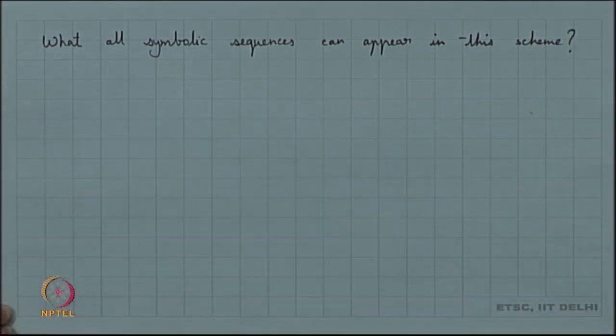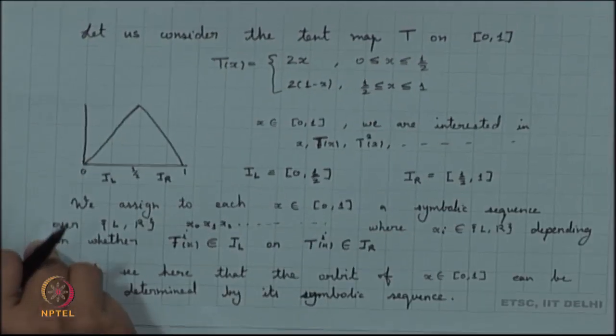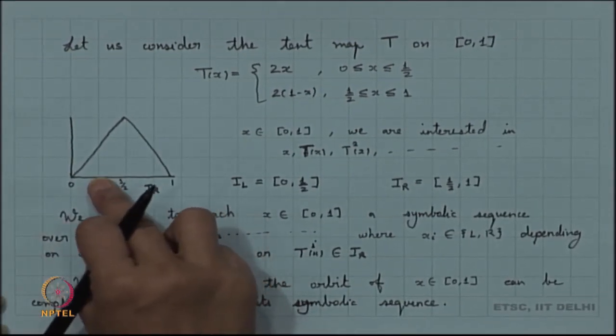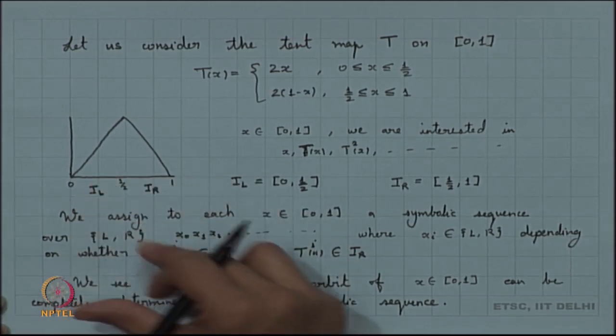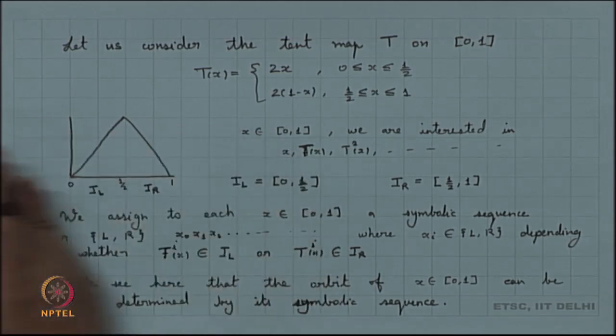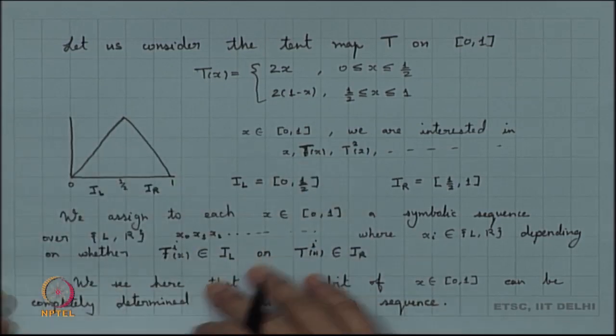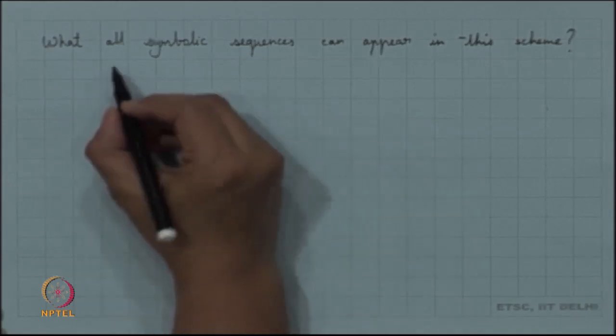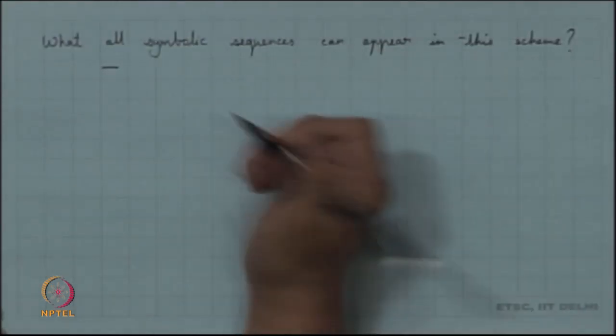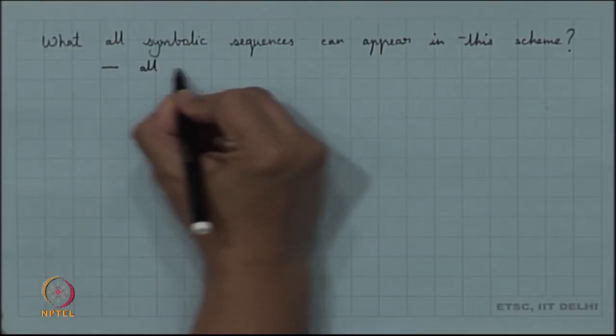Now, if you look again at the tent map, you have something from here, at some particular phase going here, something from here at some particular phase going here, and because of the dynamics of the tent map which we have already studied, we can say that all sequences of L and R appear in this scheme. So, all sequences.